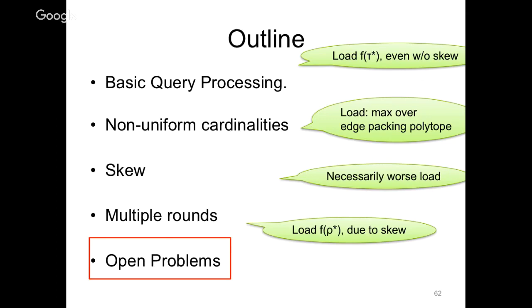Multiple rounds is pretty much open. Many of my open problems have to deal with multiple rounds. Here we have a different lower bound based on the fractional edge covering number, but that holds for databases with skew, so it's completely different. So I will stop here and take questions.